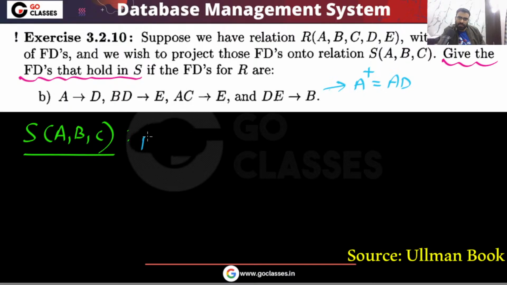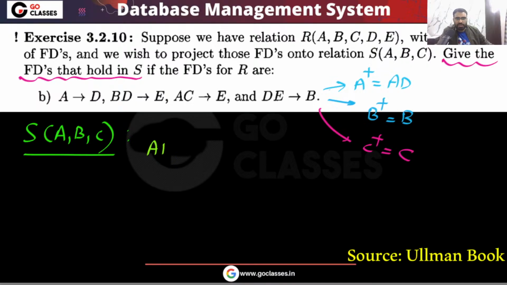What about B? B closure will be B only. So you can see B cannot determine A, C. What about C? If you find the C closure, that will be C only. So C cannot determine A, B. So when LHS is a single attribute, then we will not get any non-trivial functional dependency. Now let's check when LHS has two attributes, for example, when LHS is AB.